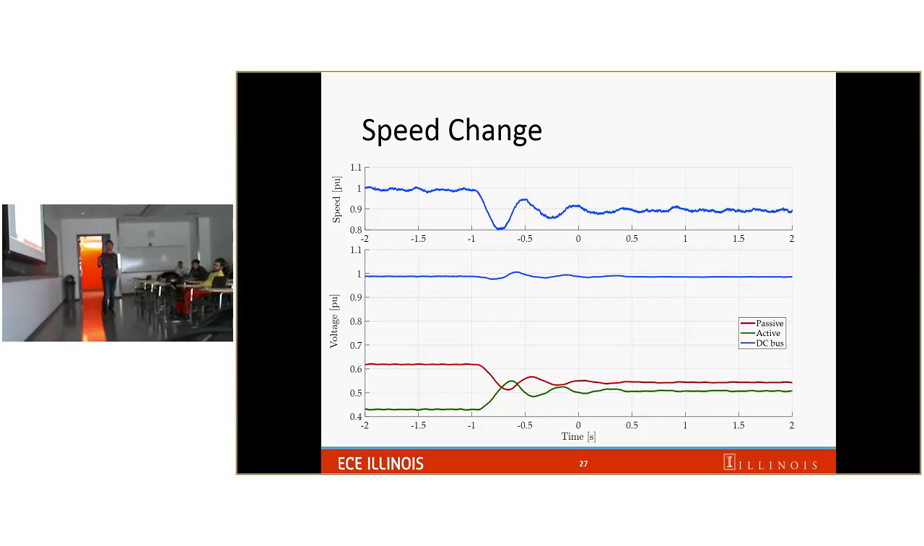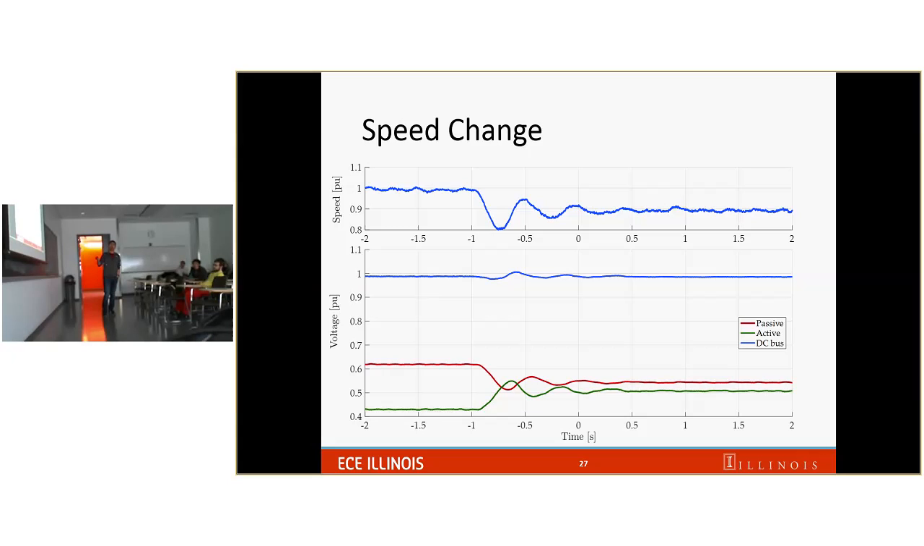Here we see initially the speed is at 1 per unit, and then I drop about 10%. Because of the speed drop, the voltage supported by the passive rectifier will decrease. When the active rectifier sees the drop in voltage, it will increase its output voltage to compensate for the drop and try to maintain the net DC bus at 1 per unit.